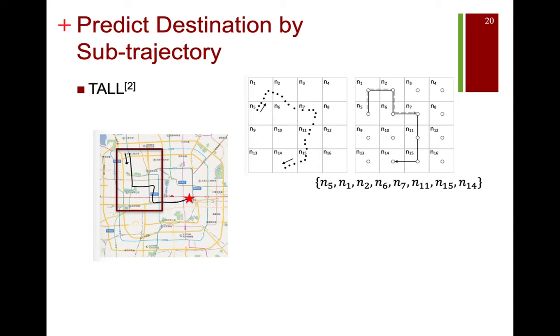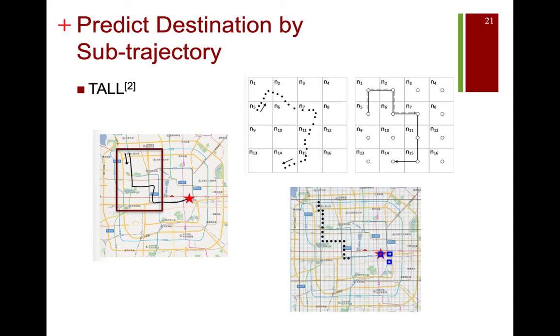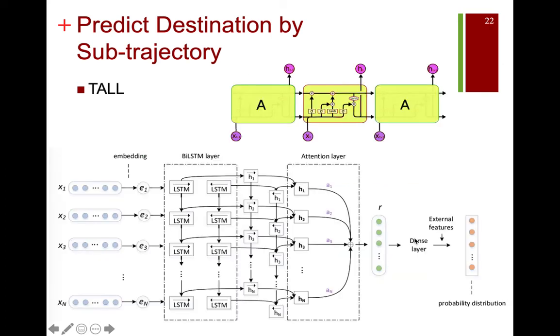Although the Markov model can make use of the information from the trajectory, it relies highly on the transition relationship between two consecutive grids, which means it can only make use of some very recent sequential information from the sub-trajectory. So this model, named T-Or, applies a deep learning model to address this problem. Specifically, it applies the LSTM model, the long short-term memory model.